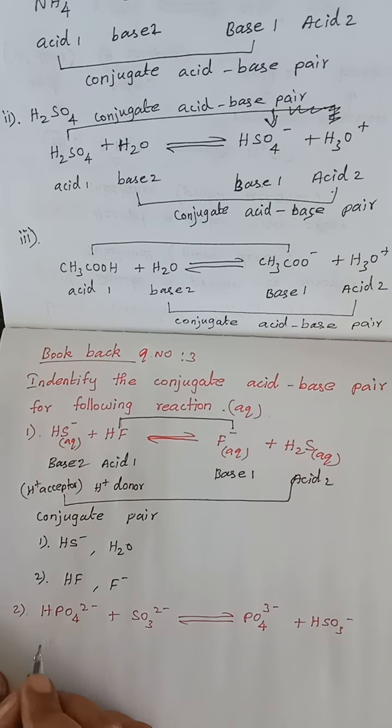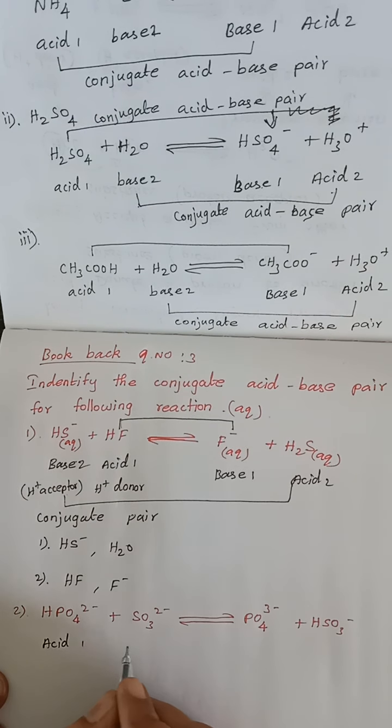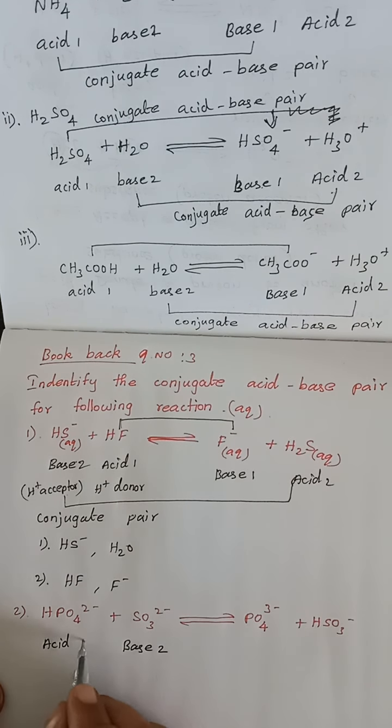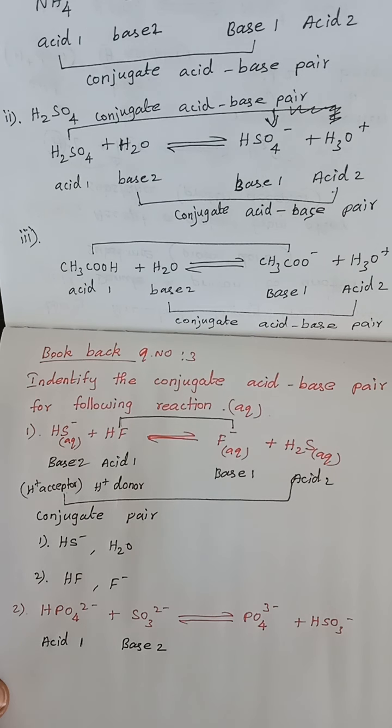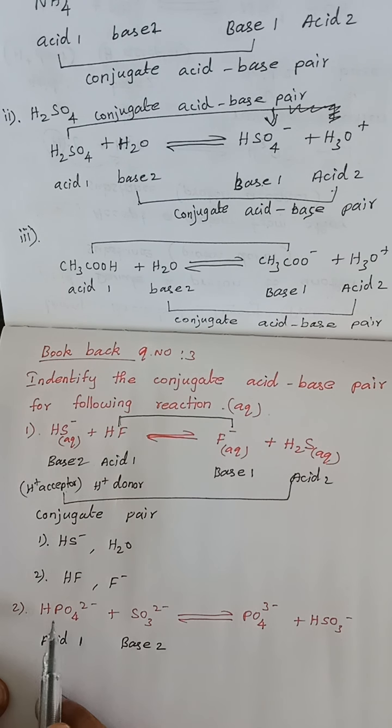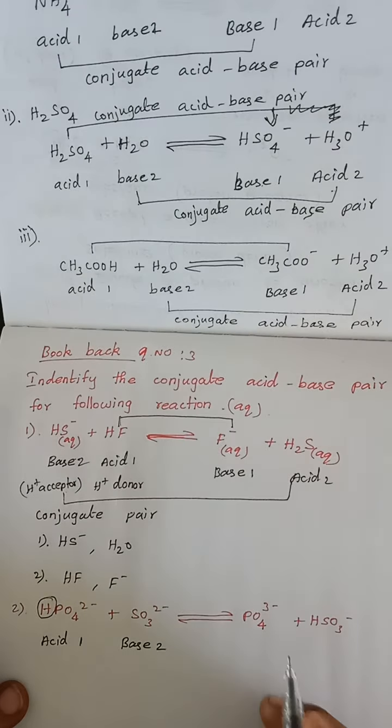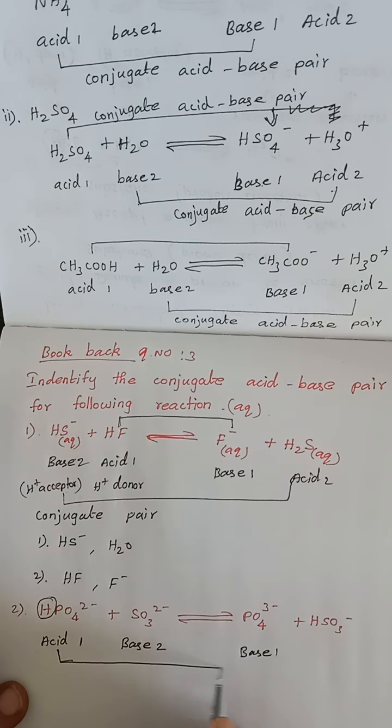So this is acid 1, this is base 2. So acid is converted into base. Acid is a proton donor, so it donates a proton to form a base. Acid 1 forms base 1. So this is one conjugate pair. Write the conjugate pair.